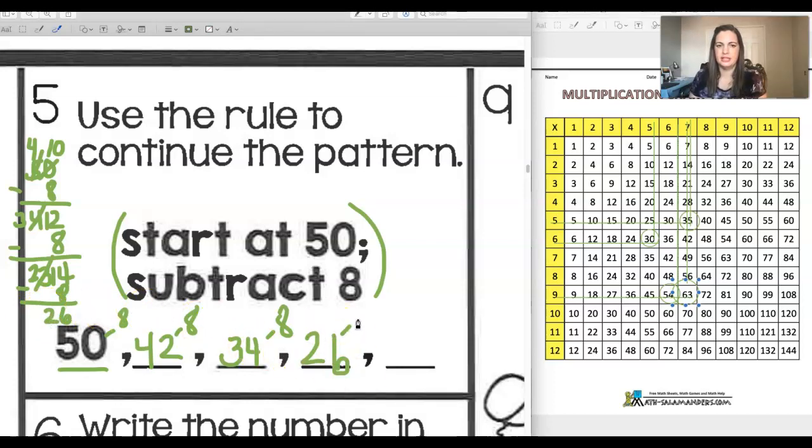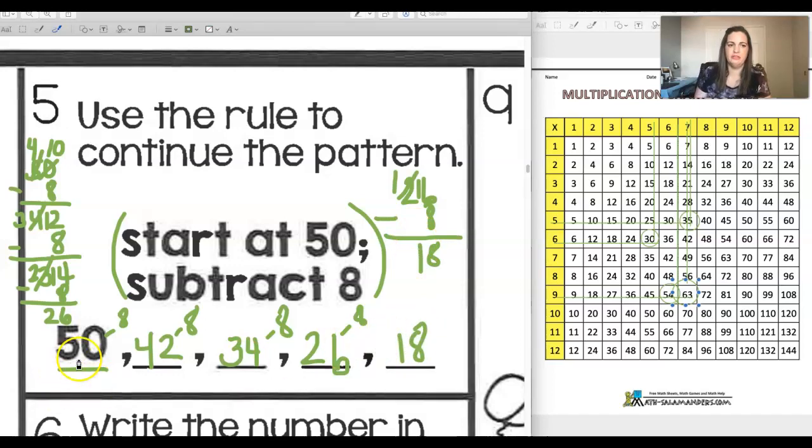Then I'm going to subtract 8 one last time, so I can go ahead and just go over here where I have some extra room. 26 subtract 8. I need to regroup again. I'm going to come to my tens place, take one of them, unbundle them. So I have 16. 16 subtract 8 equals 8. 1 subtract nothing equals 1. So I have 18. So your pattern should be 50, 42, 34, 26, 18.